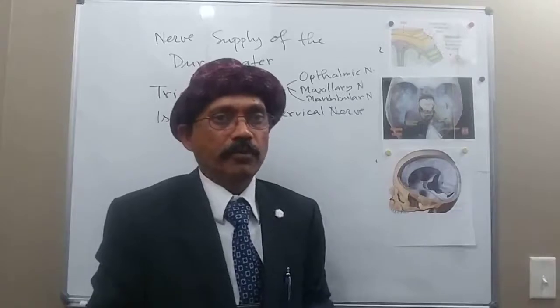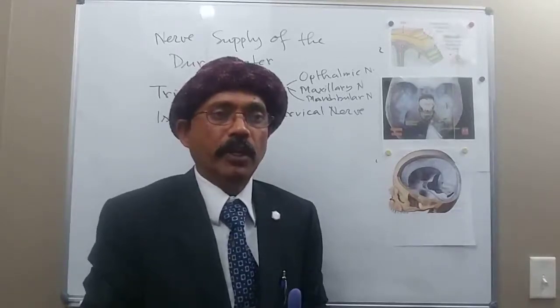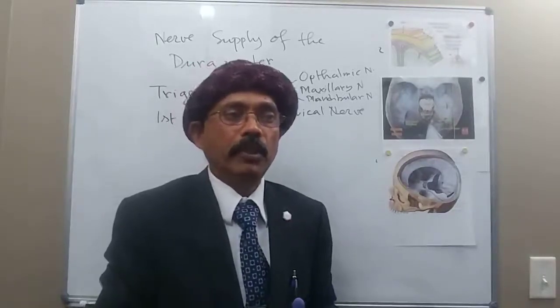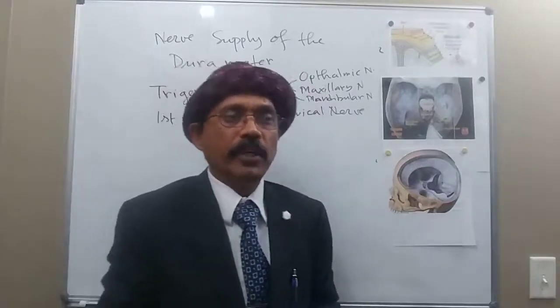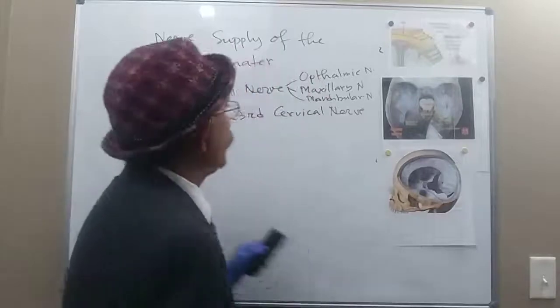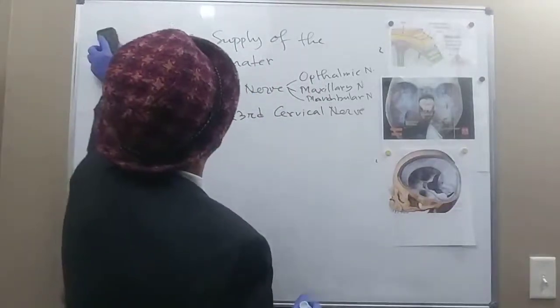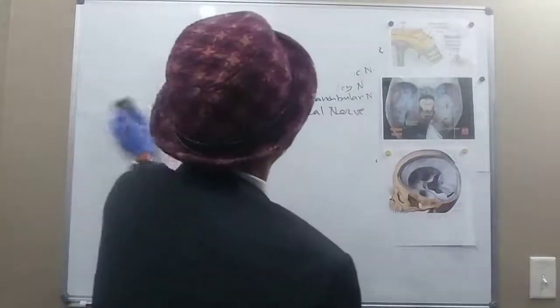They enter through the mastoid foramen or may enter through the hypoglossal foramen. So there are many ways for them to get inside the cranial cavity. Okay, we got that, the nerve supply and blood supply of the dura mater.